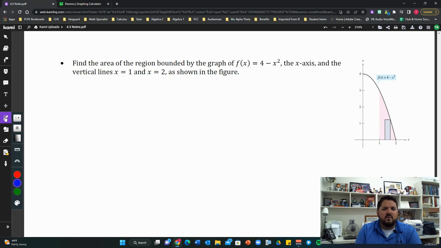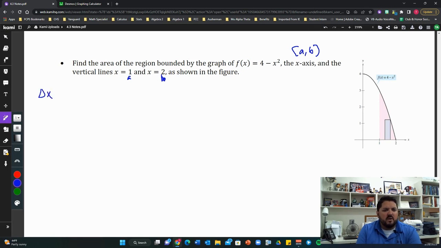So for this one, though, we want to find the area of the region bounded by the graph of f of x equals 4 minus x squared, so upside down parabola, shifted up 4. The x-axis, and then the vertical lines, x equals 1 and x equals 2. And again, that's just another way of describing the interval that we are shading for the region. So sometimes they'll just simply write out the interval from A to B, and then other times we'll describe it as the vertical lines. So it's still the same thing. So this is my A, and this is my B value.